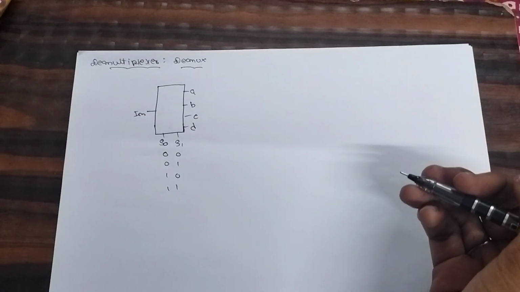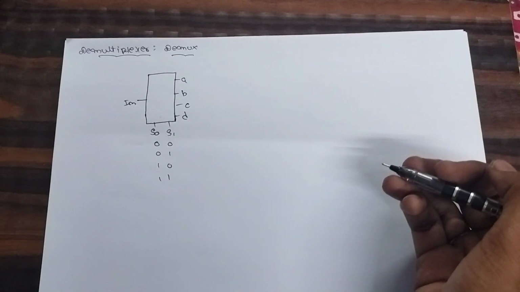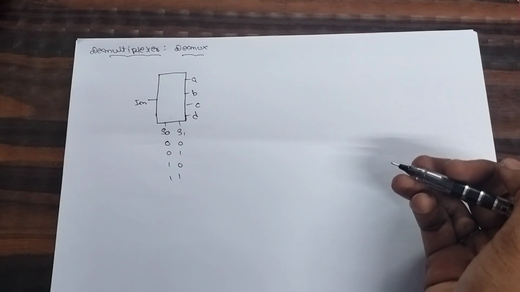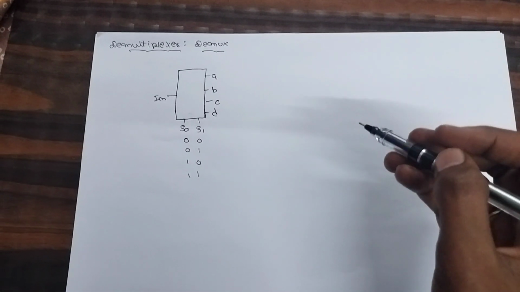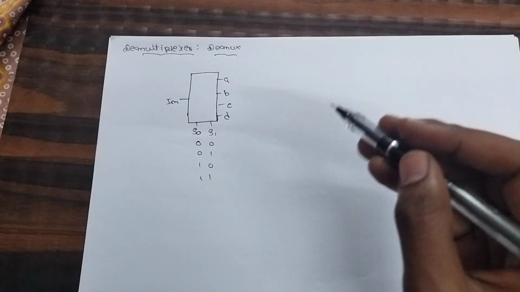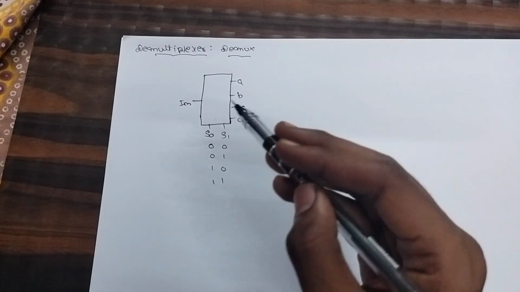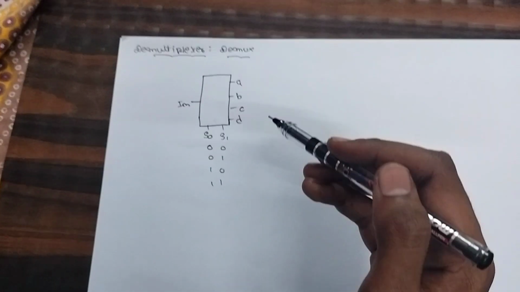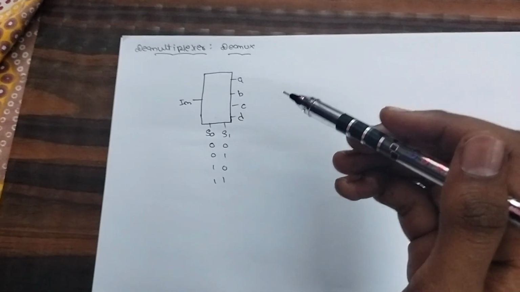The short form of demultiplexer is DMUX. It is the reciprocal of multiplexers. As we know, in a multiplexer there is only one output, and if we consider a 4 is to 1 multiplexer, there are 4 inputs and 1 output. But here it is the opposite of a multiplexer. Here we can observe that there is 1 input and 4 outputs. So in this way the demultiplexer differs from the multiplexer.